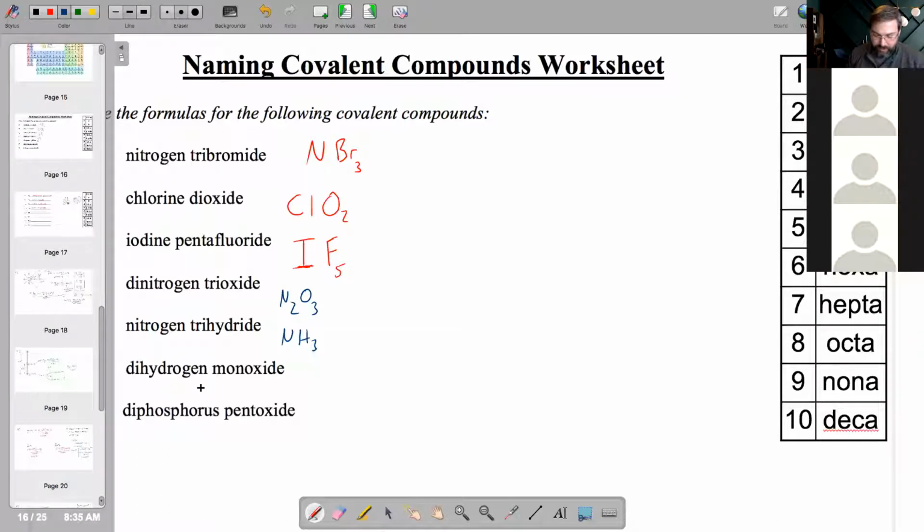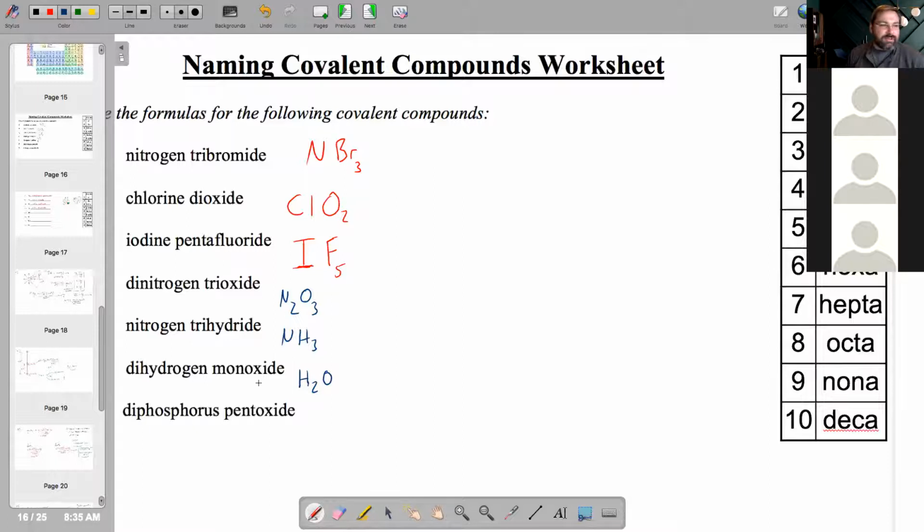Okay, this one's fun. Dihydrogen monoxide. You might have run into that one and said, okay, dihydrogen, so that's like two hydrogens. Monoxide is one oxygen. And you're like, oh, H2O, well, that's called water. So a lot of compounds have common names and then they have real names. This nitrogen trihydride, NH3, we commonly call it ammonia. Water is the common name, but as a covalent compound, it's called dihydrogen monoxide.